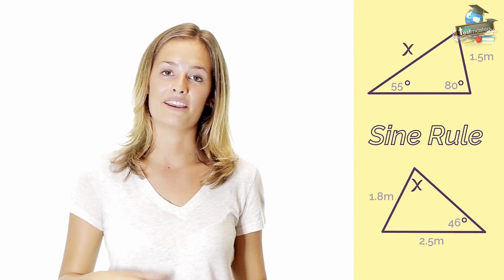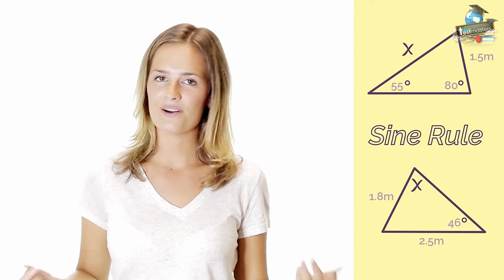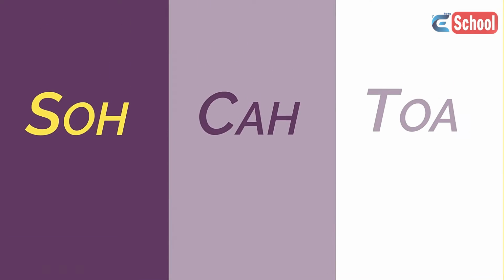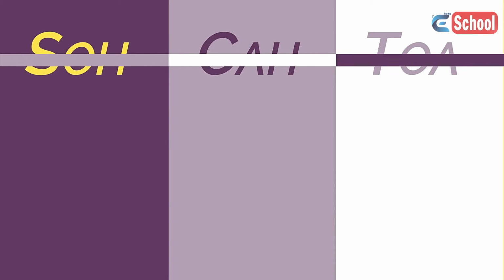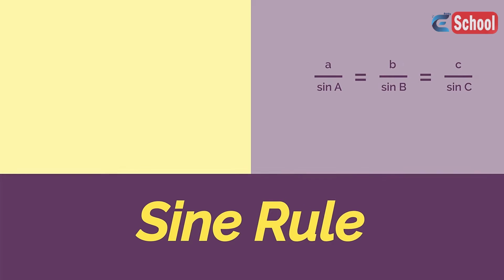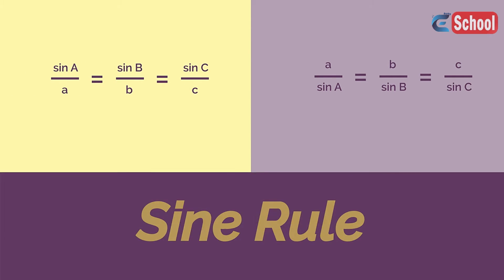In this video, we're going to look at how to use the sine rule to find missing sides or missing angles. As there's no right angle, we can't use SOHCAHTOA. We use the sine rule. It can be written like this or like this.